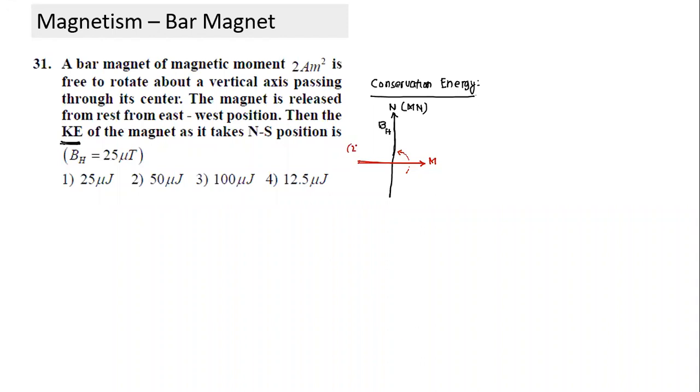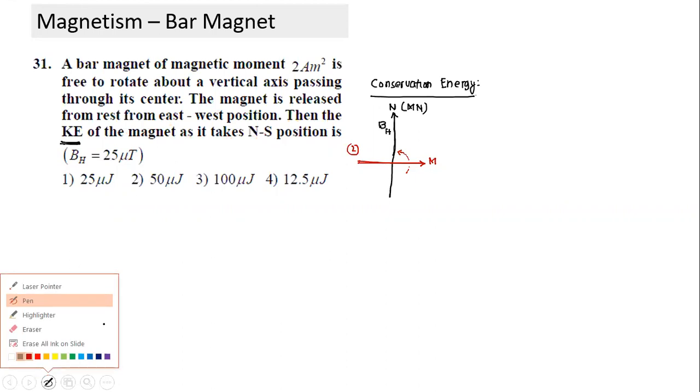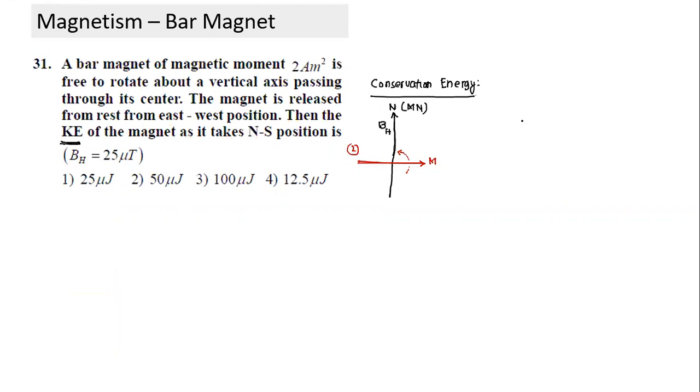Let me understand what is asked here. Then the KE of the magnet as it takes the north-south position. What will my final state look like? Let me quickly draw a figure. The final state, this is the north direction, and the magnet also is in this position. So here, this is the final state.